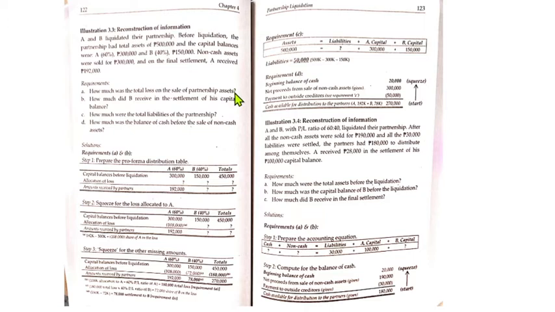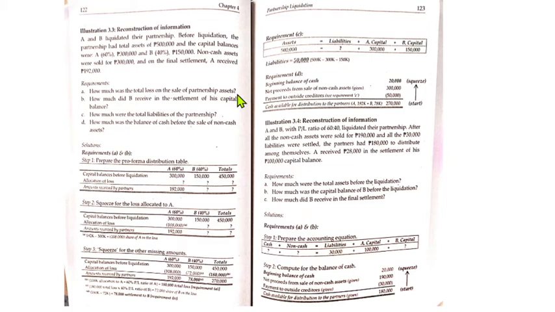The requirements are: how much was the total loss on the sale of the assets, how much did B receive in the settlement of the capital balance, how much were the total liabilities of the partnership, and how much was the balance of the cash before the sale of the non-cash assets. So let us focus now on requirement A.